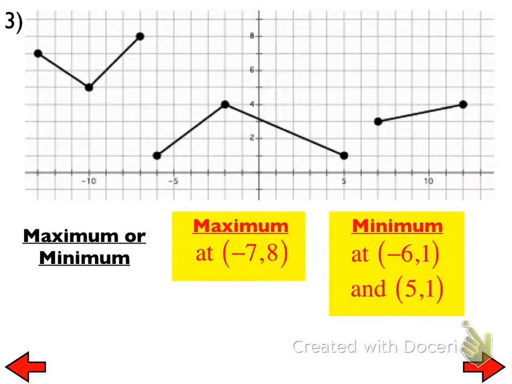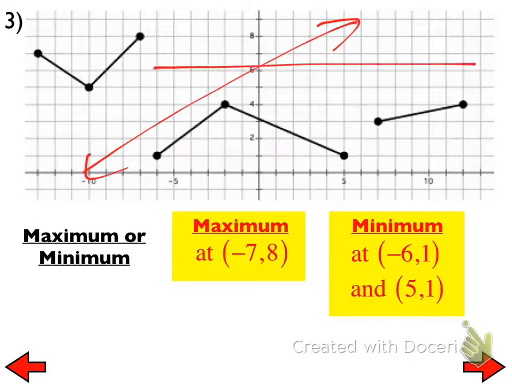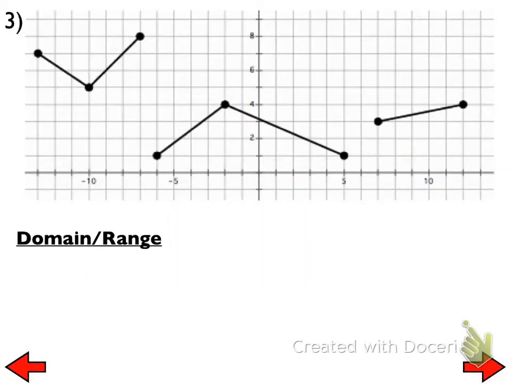Yes? But if it was just a straight line, what would the maximum and minimum be? Are you talking about just like a linear, like this? No, a horizontal line. Horizontal line, like this? Yeah. Well, there would be no minimum or maximum, because there's not a specific point. There's just a whole bunch of them there, right? Okay. All right, so now domain and range.